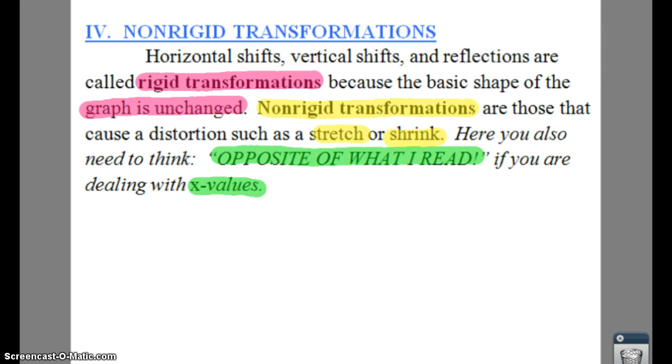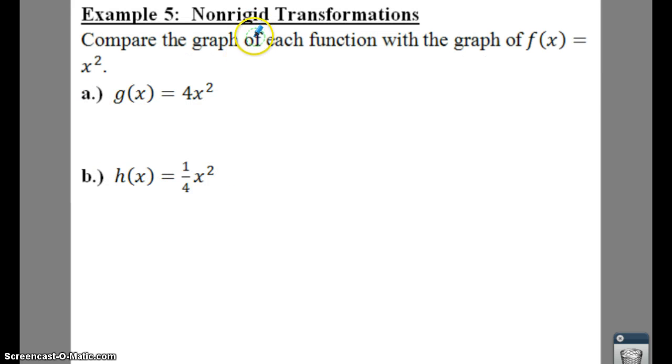So let's try example 5 here, and what we're first going to do is compare the graphs of each function. So if we have f of x equals x squared, that is a parabola centered at your origin, opening up. Well, what you have is a 4 out front. That is in front of your function. It is not a part of your function, or it's not inside your x squared.